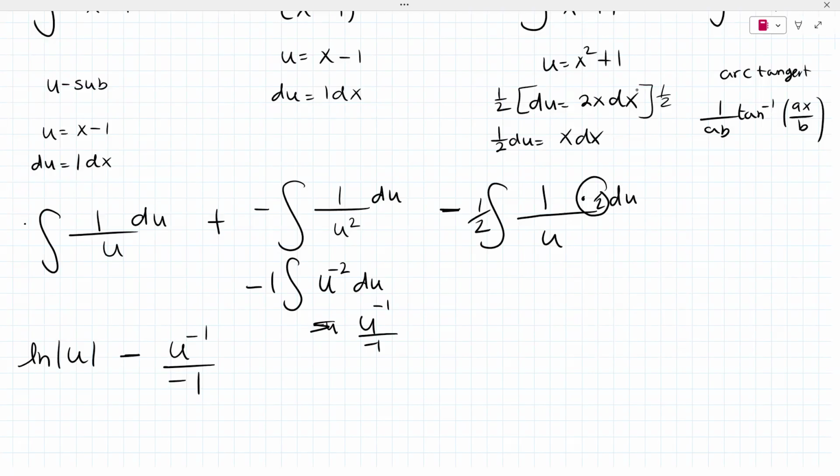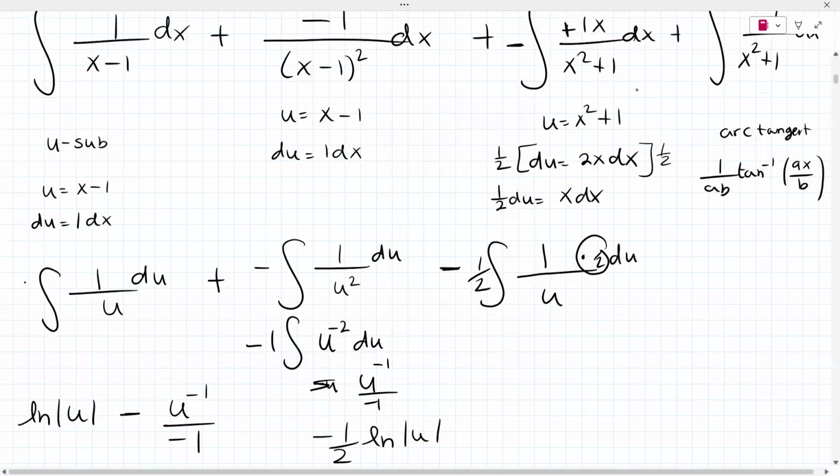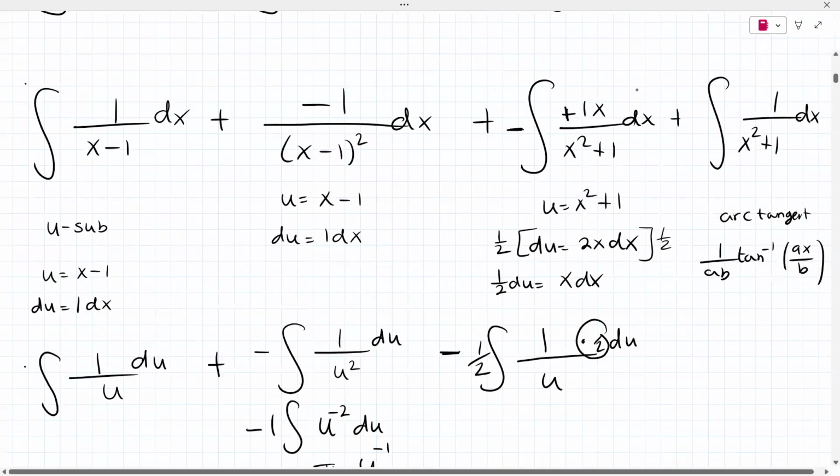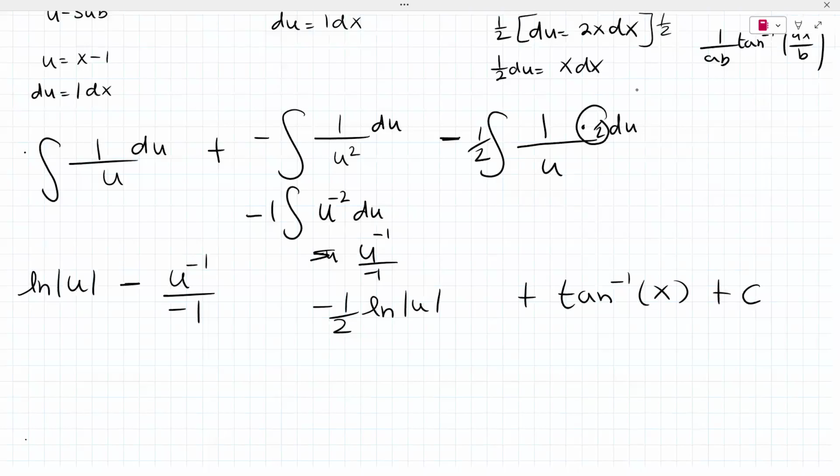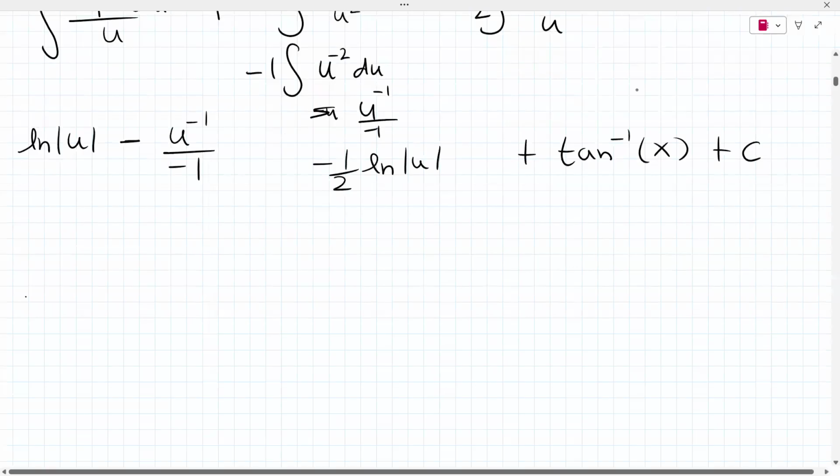Over here, this is easy. What's the integration of negative 1/2 of 1 over u? That is going to be negative 1/2 ln of absolute value of u. And then the integration of this 1 over x squared plus 1, that's a special one. That's tan inverse of x. And plus d.